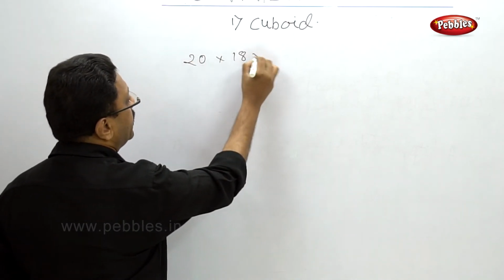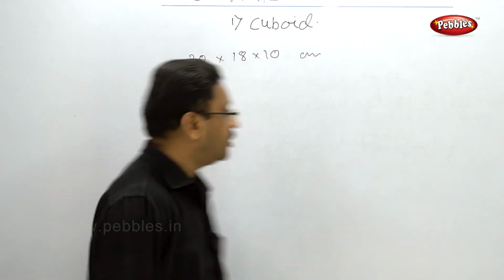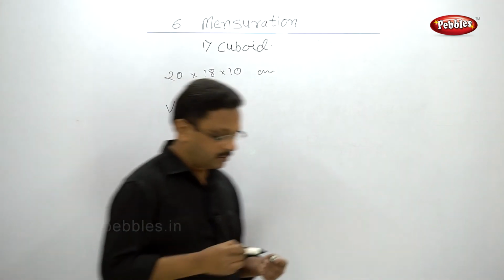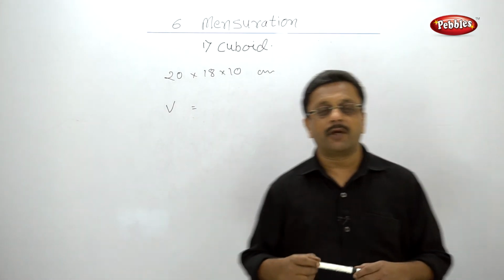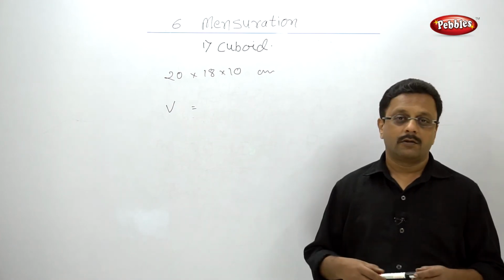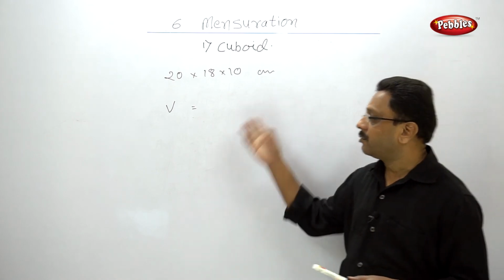20 by 18 by 10 centimeters, and you have to find out the volume. Very simple. You know the formula for the volume of the cuboid, LBH. Just simple calculation. Pause your video, do it.